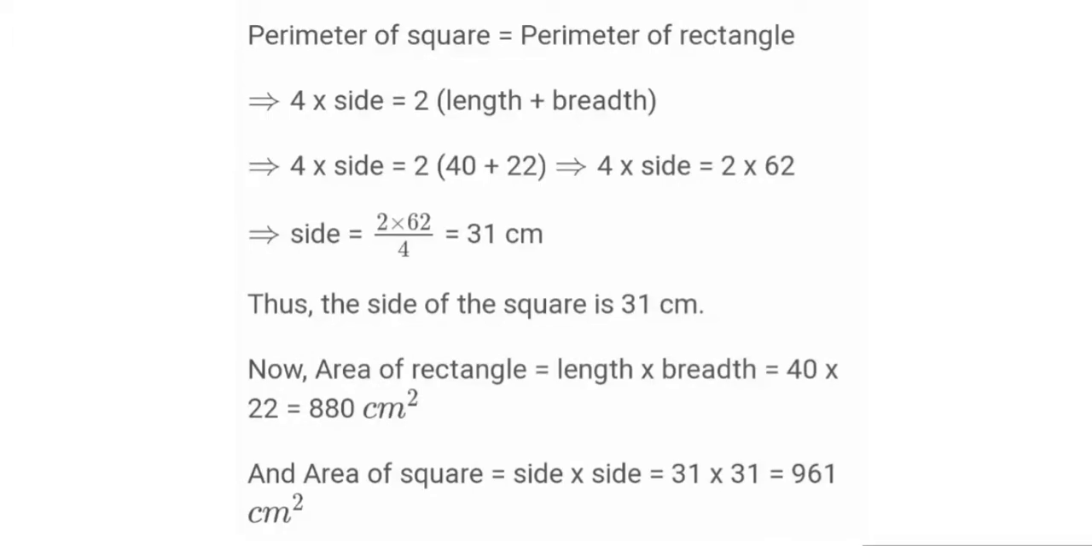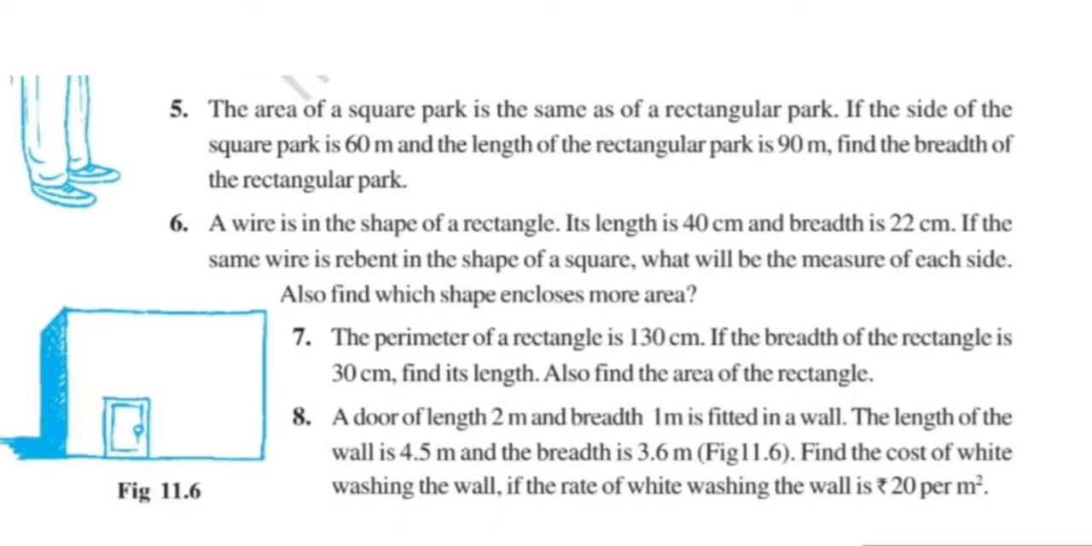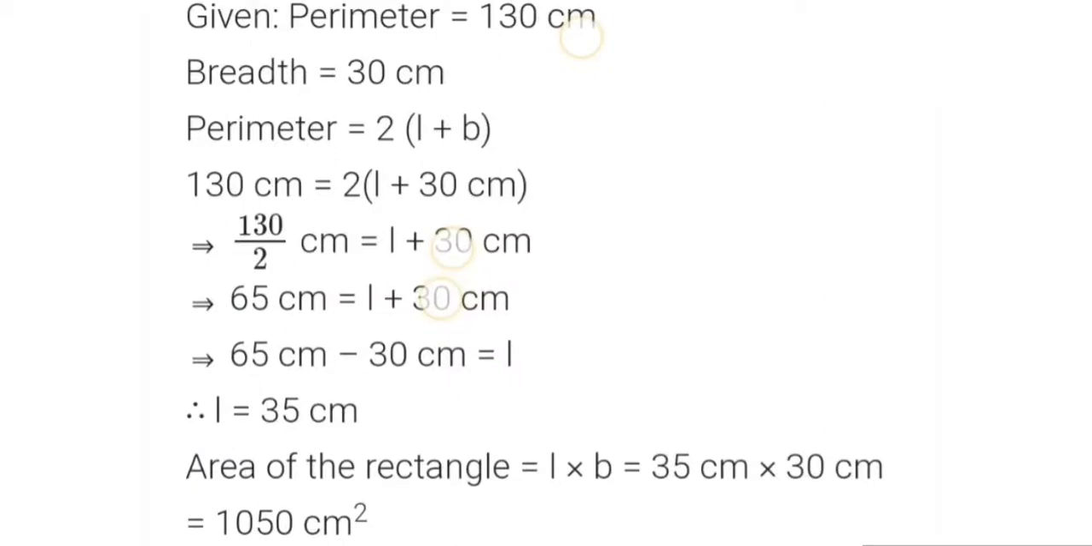Now see question number 7. The perimeter of a rectangle is 130 centimeter. If the breadth of the rectangle is 30 centimeter, find its length. Also find the area of the rectangle. So perimeter of rectangle is given 130 centimeter. Breadth is given 30 centimeter.